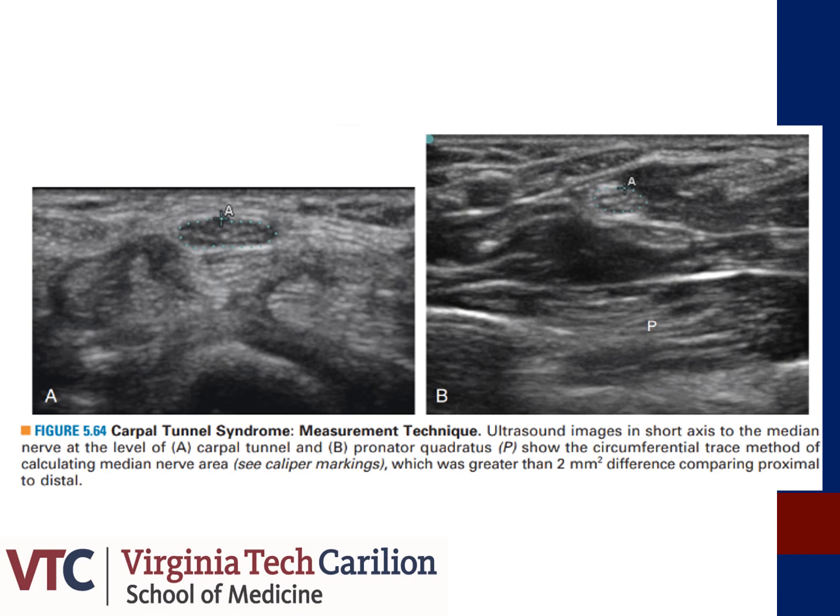The most common way to diagnose is with utilization of the cross-sectional area at the inlet or pisiform level, but you can also utilize the ratio between the carpal tunnel measurement and the pronator quadratus. If the ratio is greater than 1.2, then that can also indicate that the patient has carpal tunnel syndrome.